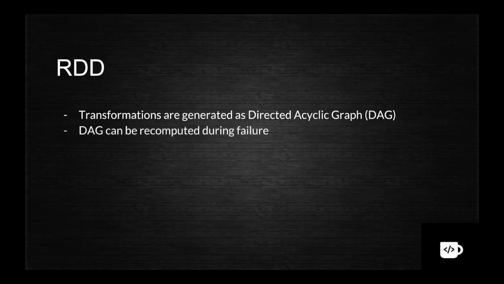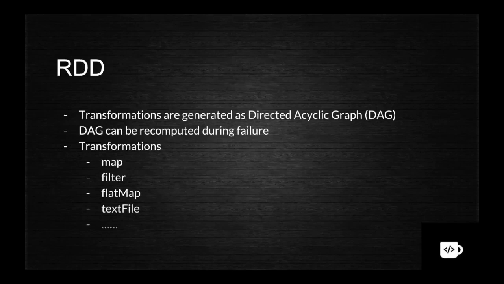So whenever there is a failure in the node, the worker, or the executor thread, these DAGs are recomputed. Basically they are recreated. Okay, and finally there are transformations happening on this particular RDD. So what are the different types of transformation? There is map, filter, flat map, text files, etc.